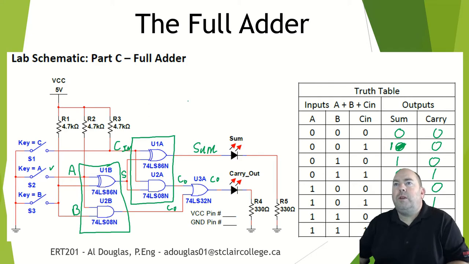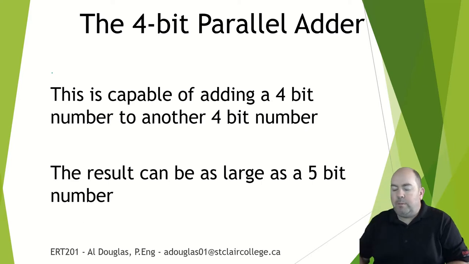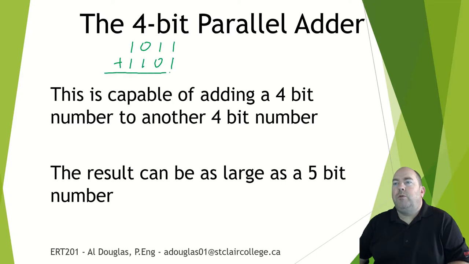Okay, and this is part C of the lab. That is producing the full adder on our board. And then the final thing we're going to do in the lab, and the final thing we're going to do in this lesson, the 4-bit parallel adder. This is capable of adding a 4-bit number to another 4-bit number. The result can be as large as a 5-bit number. So this will allow us to add these two numbers together.